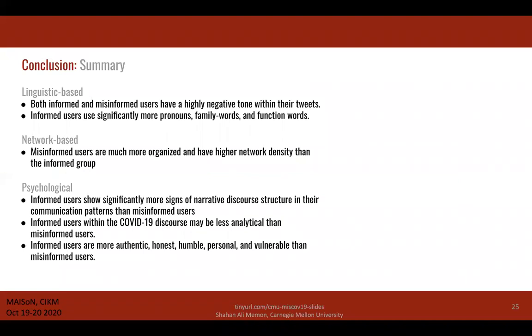And so, in summary, we find that both misinformed and informed users have a highly negative tone within their tweets. Informed users use significantly more pronouns, function words, and family words, which suggests that they use many more narratives. Misinformed users are much more organized and have higher network density than the informed users. Informed users show significantly more signs of narrative discourse structure. Informed users within the COVID-19 discourse may be less analytical than misinformed users, and more authentic, honest, humble, and personal than misinformed users.